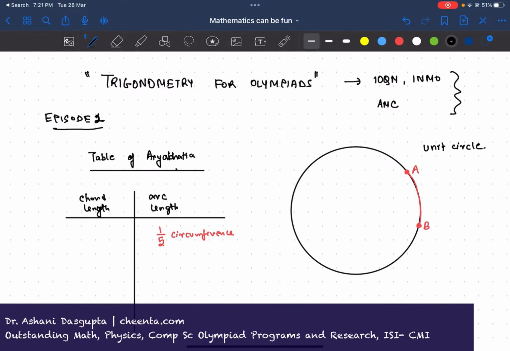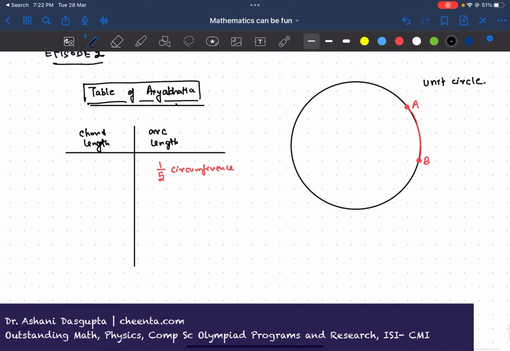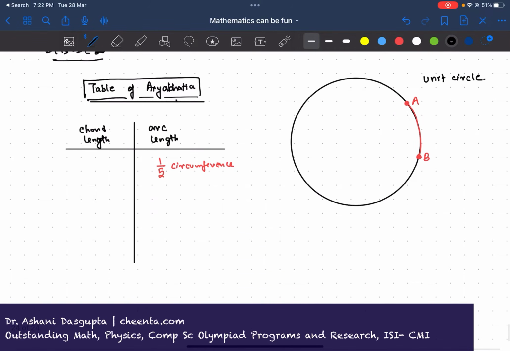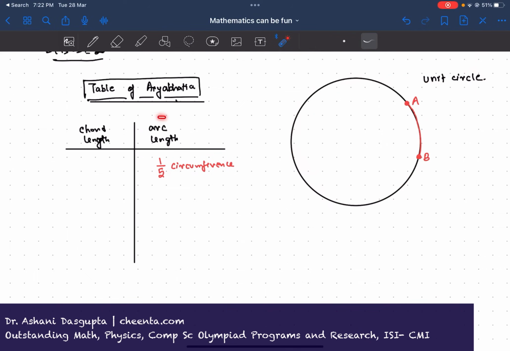Today, we will talk about the table that we started constructing in the last class. This is known as the table of Aryabhatta. What it does is, it takes a unit circle. Unit circle means the radius is 1. And then it compares arc length with chord length.